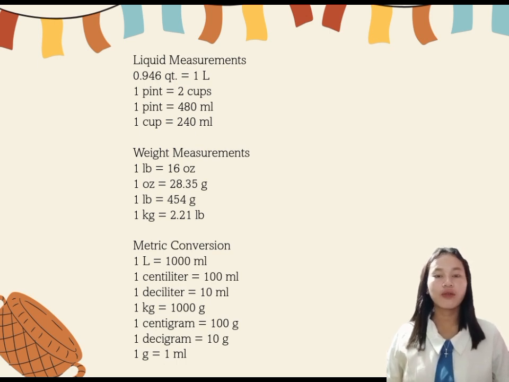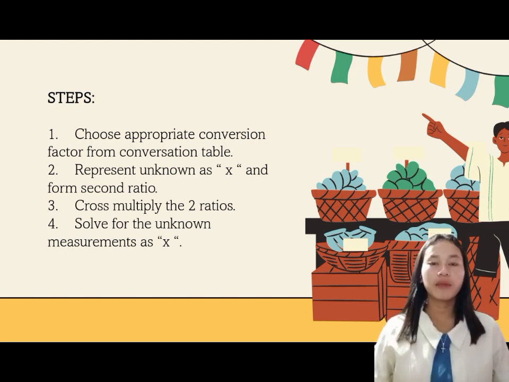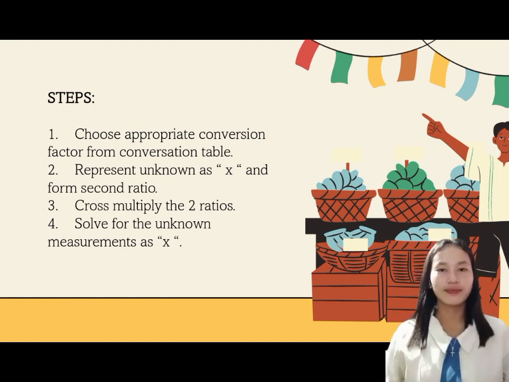Next is the metric conversion. We have 1 liter equals 1000 ml, 1 centiliter equals 100 ml, 1 deciliter equals 10 ml, 1 kilogram equals 1000 grams, 1 centigram equals 100 grams, and 1 decigram equals 10 grams, and lastly, 1 gram equals 1 ml. So we have here the steps on how to get the measurement using the conversion table.